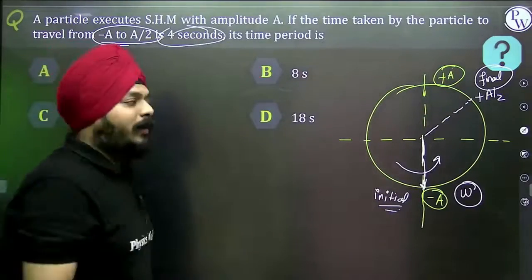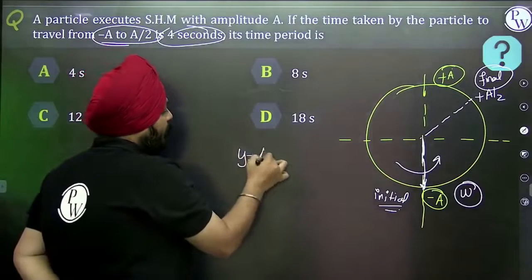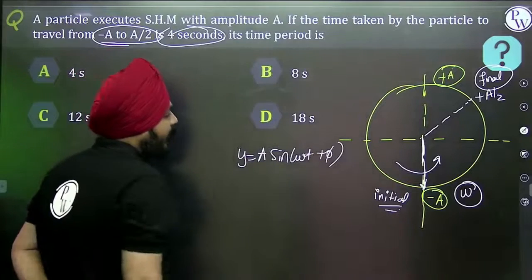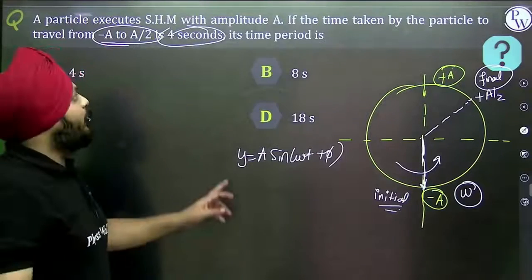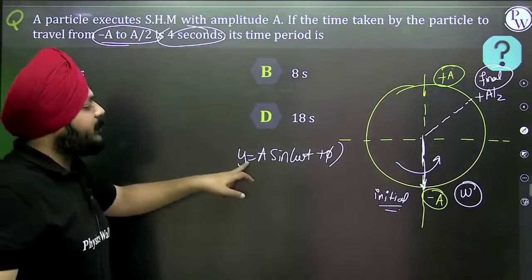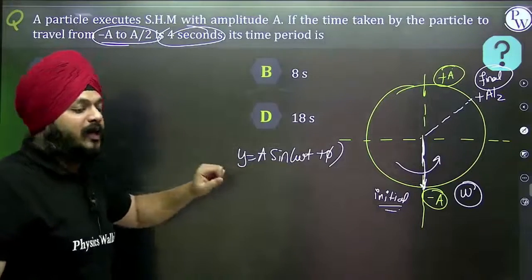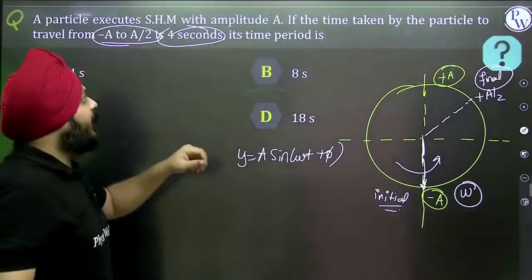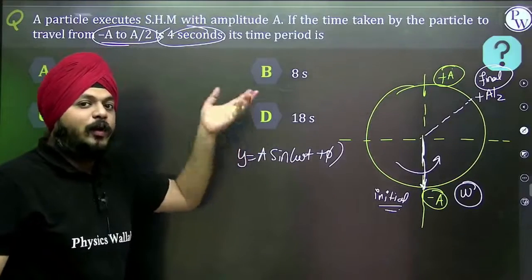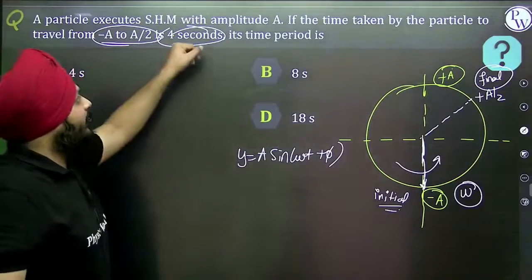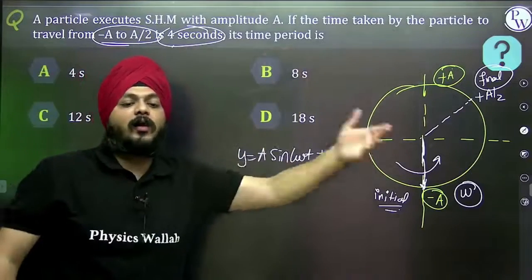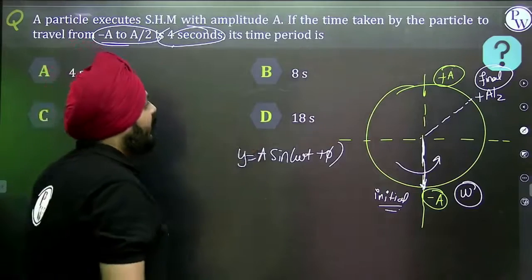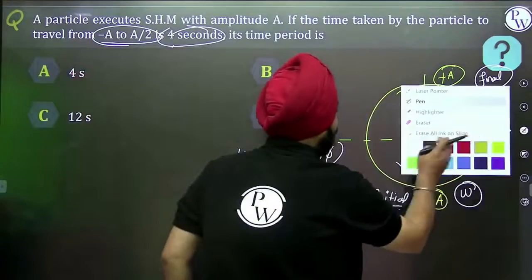Now what is the actual method? Y equals A sine of omega t plus phi. First we replace for minus A and calculate t1. Second, we replace for A by 2 and calculate t2. In both cases, we replace the value by the 4 seconds, and do long calculations to find the time period. But this can be solved easily by means of the phasor.